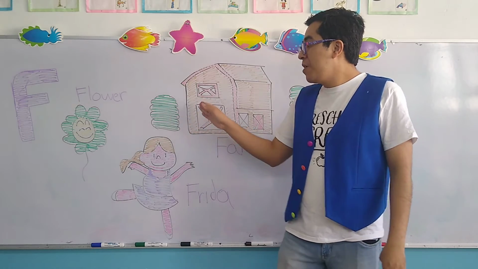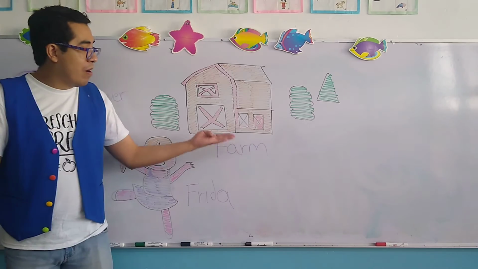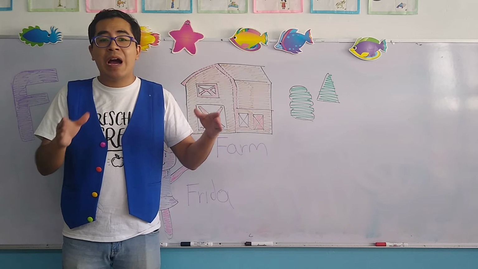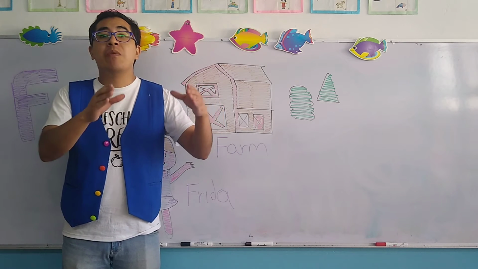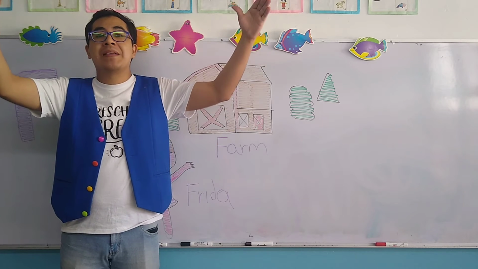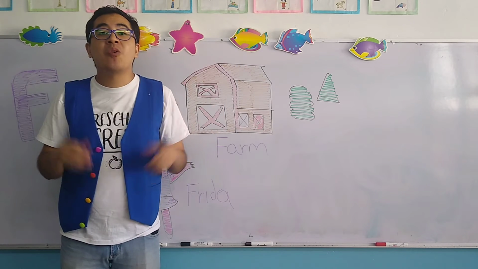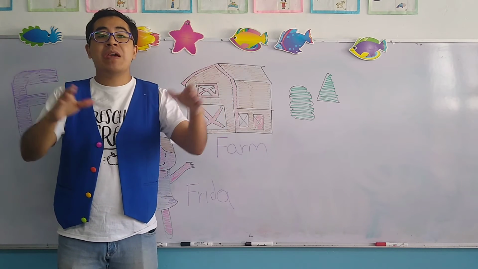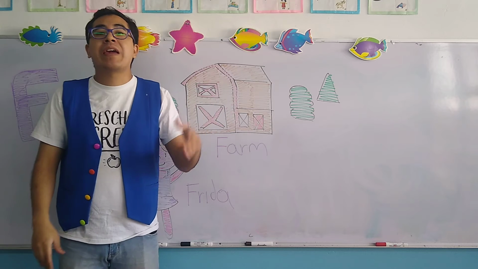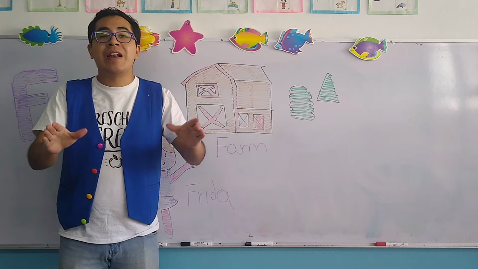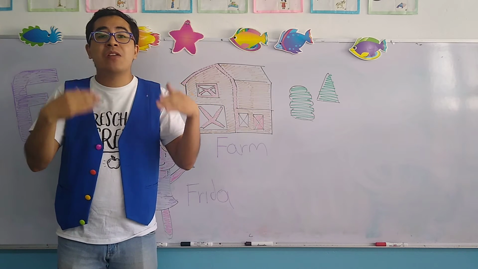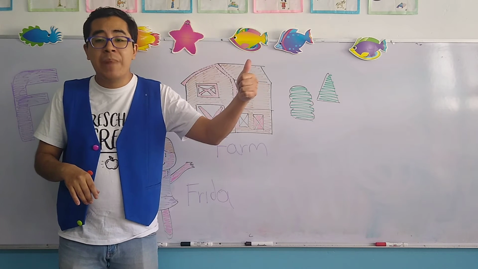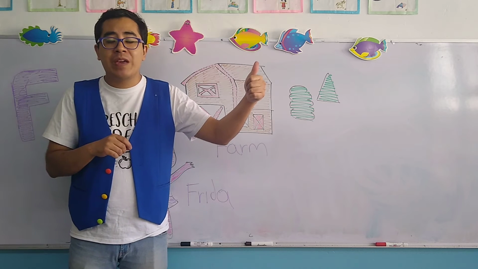Next to the flower, we have the farm. Now, the farm is similar to a house, parecida a una casa, but it's bigger, más grande. And there is a reason why it's big. Hay una razón por la cual es grande. Because in the farm, we can have several animals, okay? Podemos tener varios tipos de animales. For example, we can have cows, vacas. Do you know the sound of the cow?